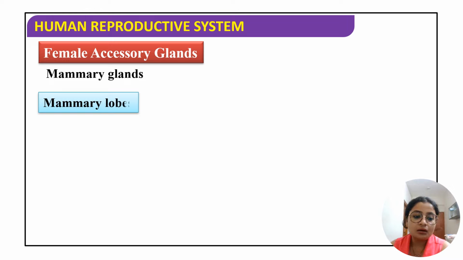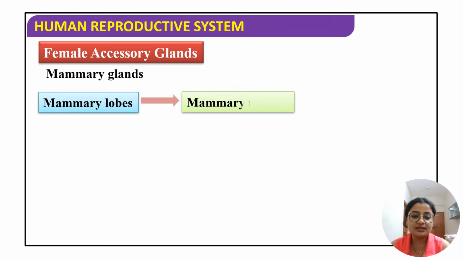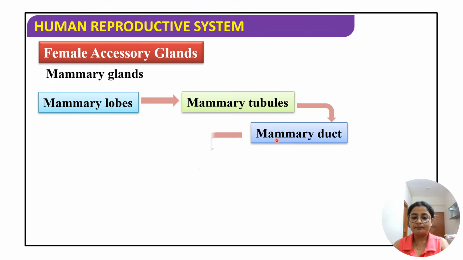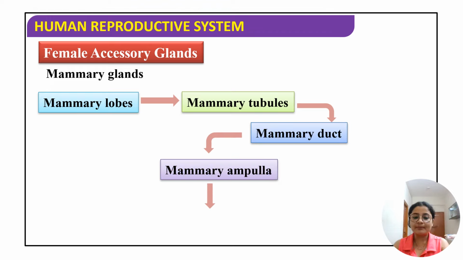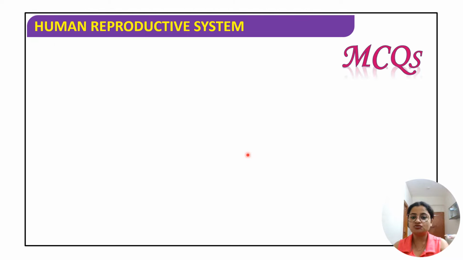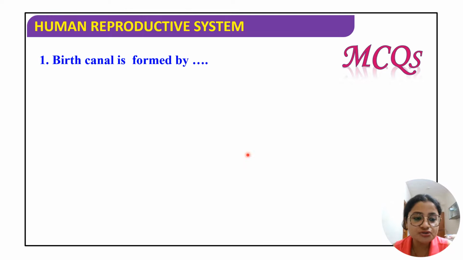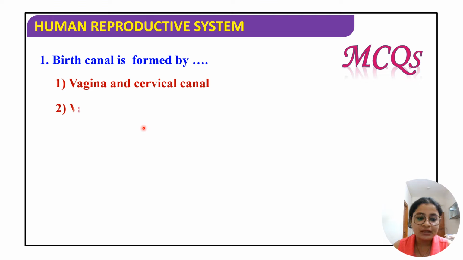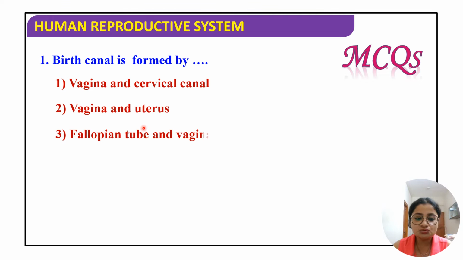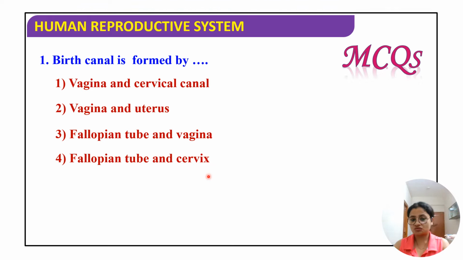Okay. So basically the pathway is given over here. So mammary lobe से mammary tubules, फिर वहां से जाएगा mammary duct में, फिर वहां से जाएगा mammary ampulla में, mammary ampulla से जाएगा lactiferous duct में, and then finally through the nipple. Okay. A very important MCQ that I would like to share is: birth canal is formed by vagina and cervical canal, vagina and uterus, fallopian tube and vagina, and last option is fallopian tube and cervix. Okay, so very easy options, nothing to get confused. The right answer will be vagina and cervical canal, that is option 1.